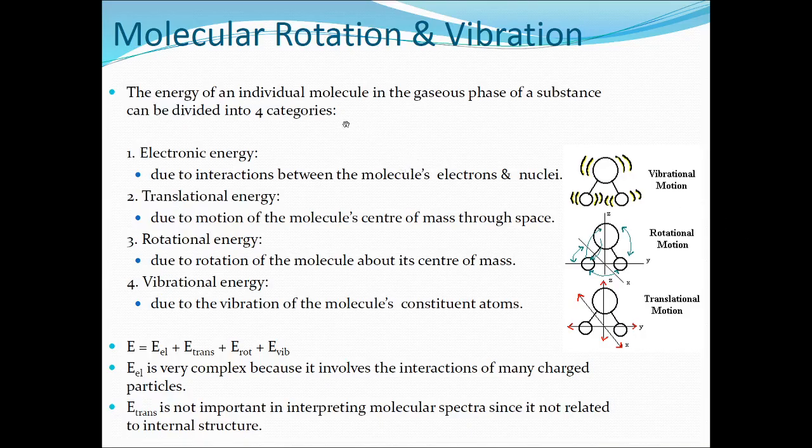Now we will learn about molecular structure. Basically, you have four types of energy: electronic energy, translational energy, rotational energy, and vibrational energy. In this chapter, you only need to know two kinds of energy, which are rotational energy and vibrational energy.